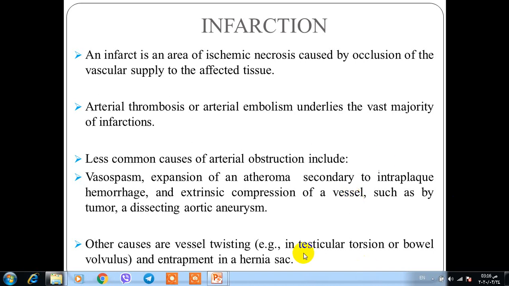Other causes include vascular twisting, like in case of testicular torsion or bowel volvulus, or due to entrapment in a hernial sac.